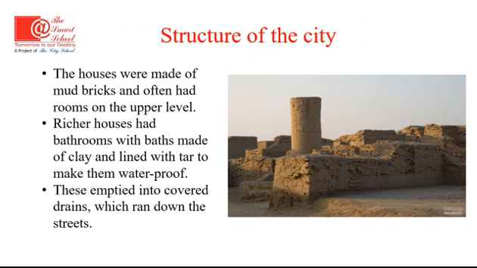The structure of the city, the houses were made of mud bricks and often had rooms on the upper level. Now you can imagine that in such an old time, having the architecture of that sort, where they had two portions of the houses, they constructed the upper portion also. So you can imagine how modern the civilization and the architecture was and how planned they were. Richer houses had bathrooms with baths made of clay and lined with tar to make them waterproof. These emptied into covered drains which ran down the streets.